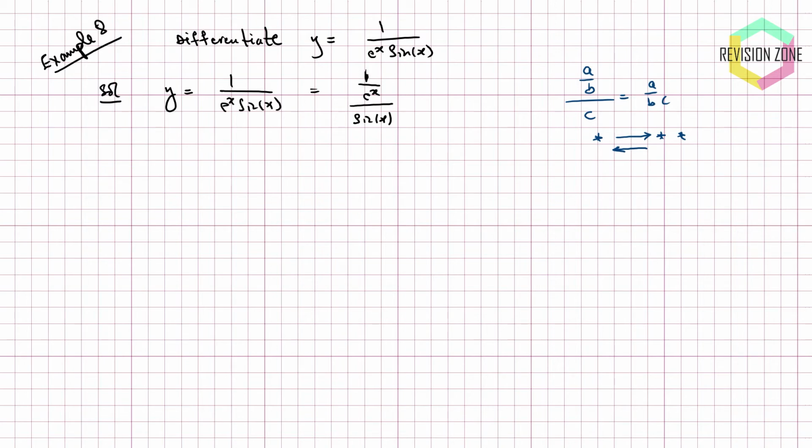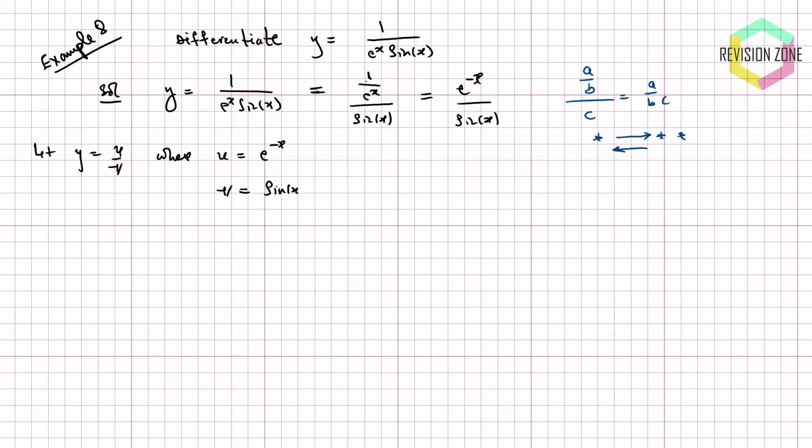That might at first sight look like I've made it more complicated, and in some cases it would be more complicated. However, in this case I can take the 1 over e to the x and rewrite that as e to the minus x. Okay, and then now I've got sine x in the denominator, and this is beautiful because I can differentiate the numerator separately now, and I can differentiate the denominator separately now. So now in this form, I can actually start to apply the quotient rule directly. So I say let y equals u over v, where u is equal to e to the minus x, and v is actually equal to sine x.